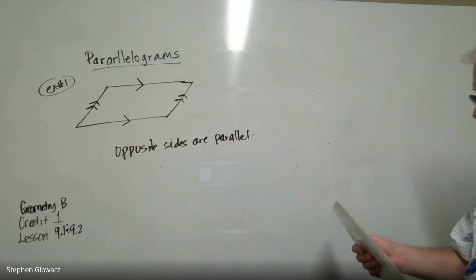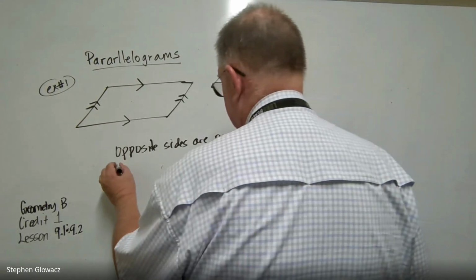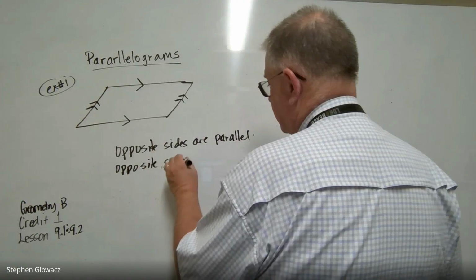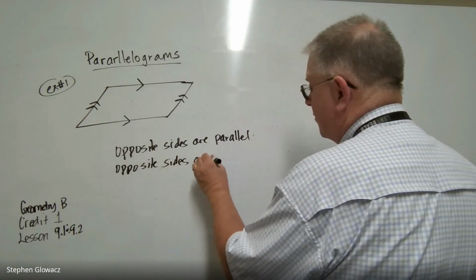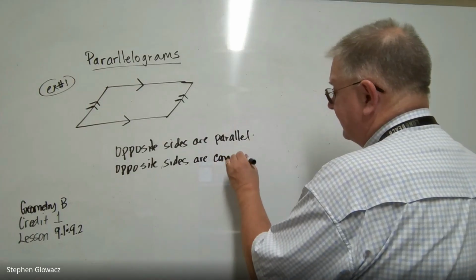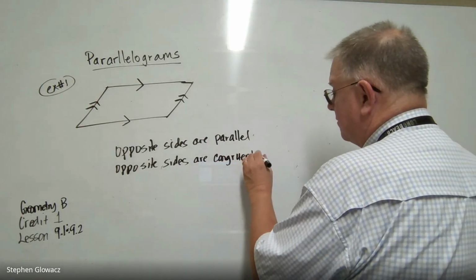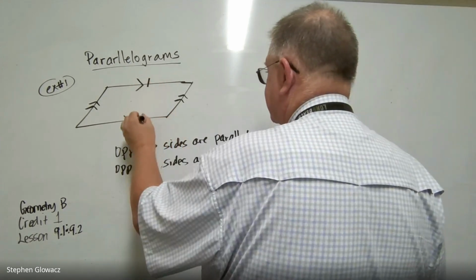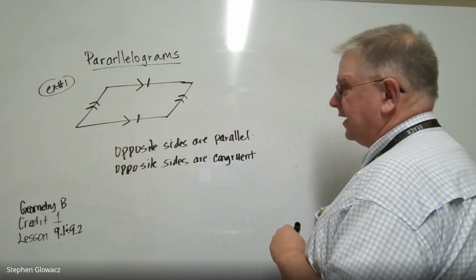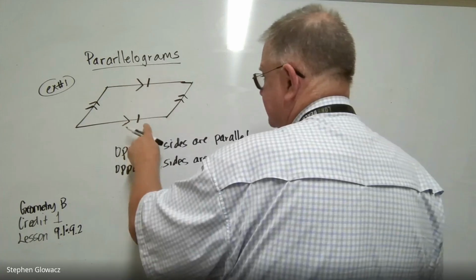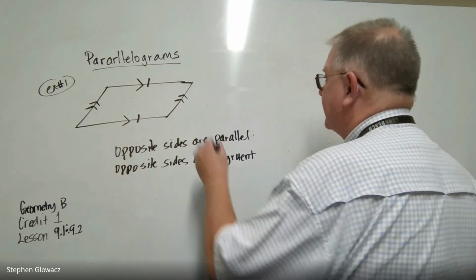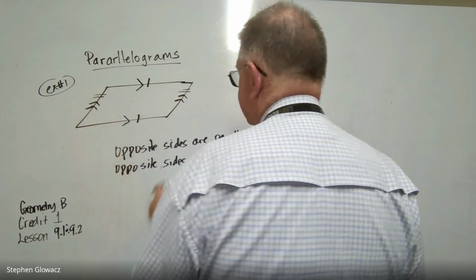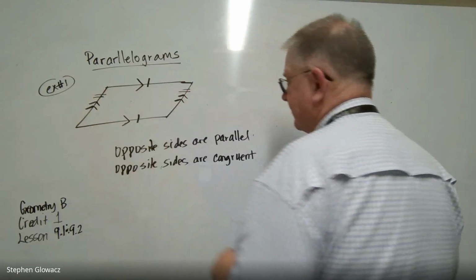Next fact is that opposite sides are also congruent. So opposite sides are congruent. Congruent, remember, is just a fancy way of saying they have the same measurement or same length. So this side and this side would be congruent, have the same length. So for example, if this was 10 inches, this would also be 10 inches. And then same thing over here, this side and this side would have the same length. So if this was 7 inches, this would be 7 inches.